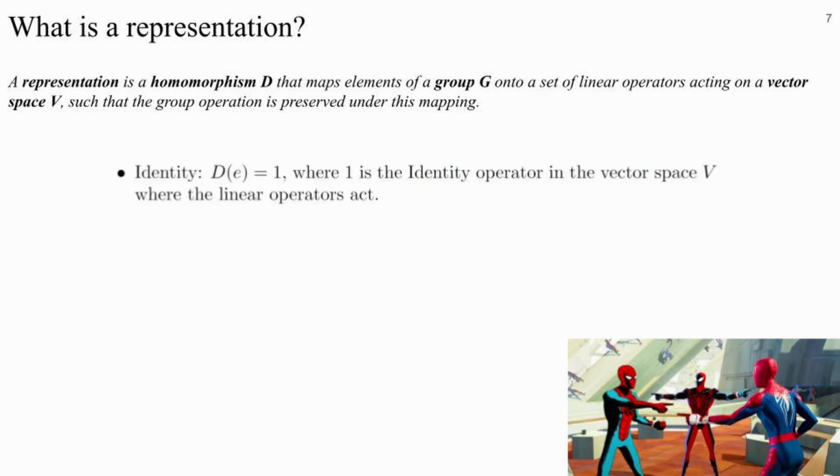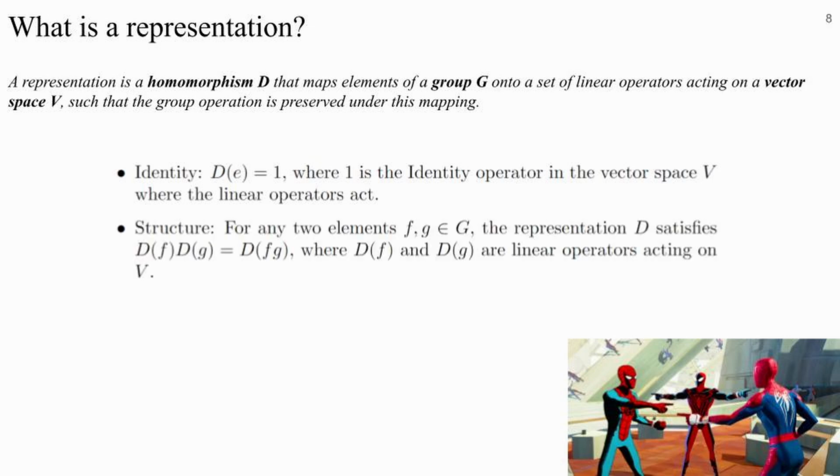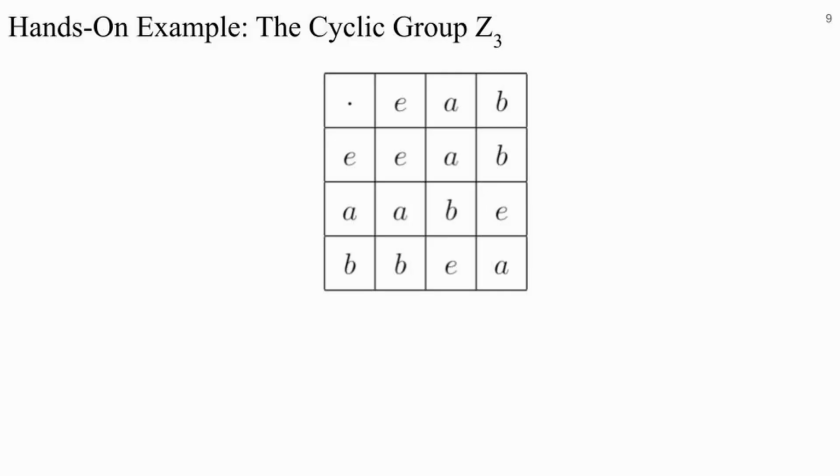So representations have 2 key properties. One is the identity, which is that the linear operator acting on the identity of your group also maps to the identity of the vector space which you are in. The next property is what I like to call the preservation of structure, and honestly the best definition for this is in the textbook itself. It says that the group multiplication law is mapped onto the natural multiplication in the linear space on which the linear operators act.